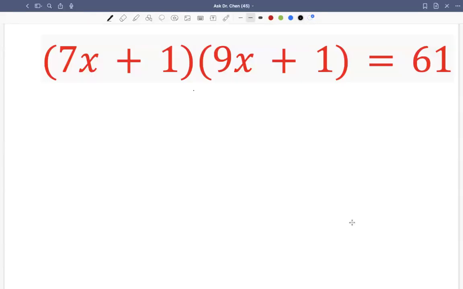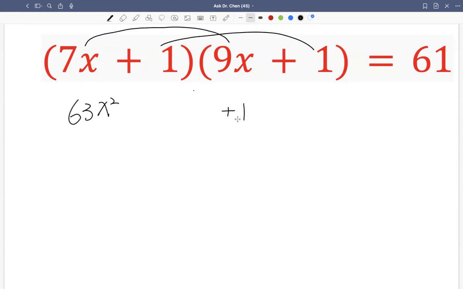Let's see how to solve this equation. So one way we can just FOIL this. 7x times 9x, okay, 63x squared. Then 1 times 1, just 1. So the middle term we'll get from 1 times 9x, 7x times 1, so 7 plus 9, 16x.